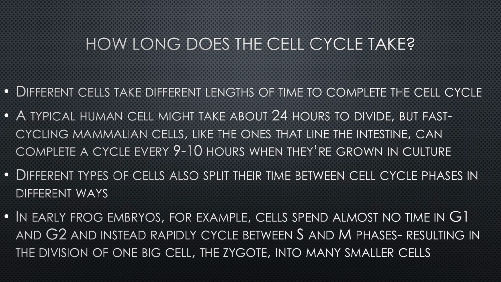You guys might be thinking, how long does a cell cycle take? Different cells take different lengths of time to complete the cell cycle. For example, a typical human cell might take about 24 hours to divide, but fast-cycling mammalian cells, like the ones that line the intestine, can complete a cycle every 9 to 10 hours when they're grown in culture. Different types of cells also split their time between cell phases in different ways. In early frog embryos, the cells spend almost no time in G1 and G2, and instead rapidly cycle between S and M phases, resulting in the division of one big cell, the zygote, into many smaller cells.